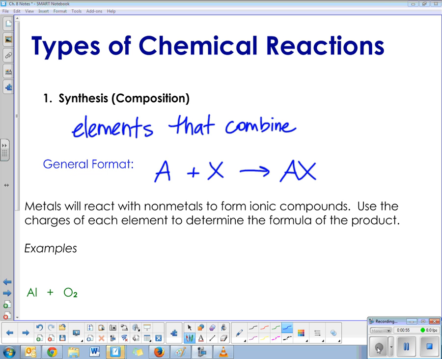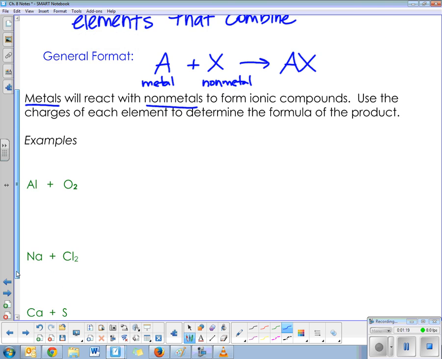What we'll typically see is metals will react with nonmetals. So like A might be a metal, and X might be a nonmetal, to form ionic compounds. Remember, that's what an ionic compound is, a metal combined with a nonmetal. So you use the charges of each element to determine the formula of the product. So let's go through 3 examples with this.